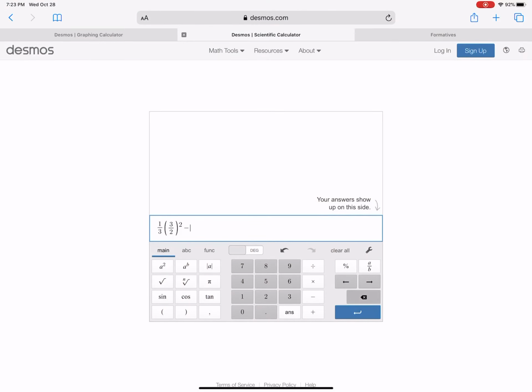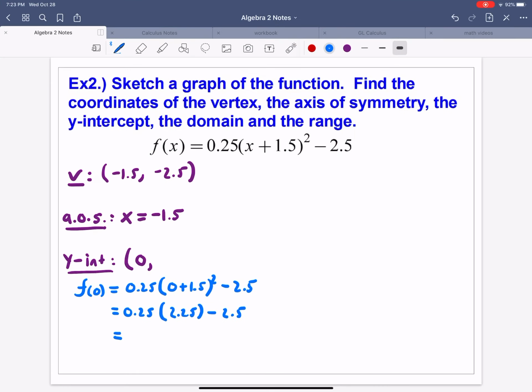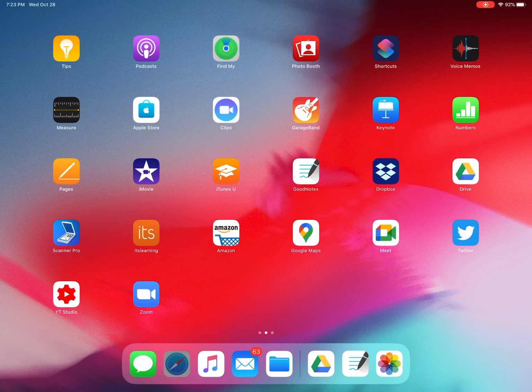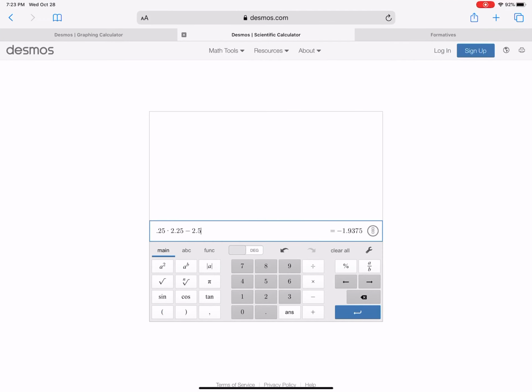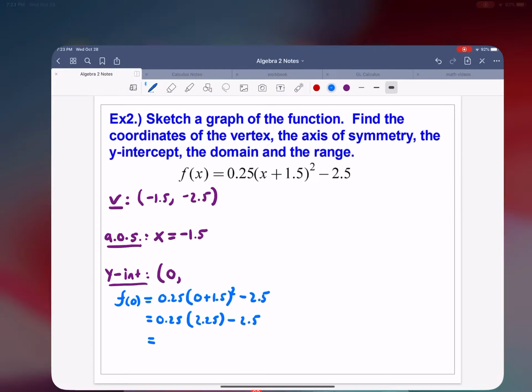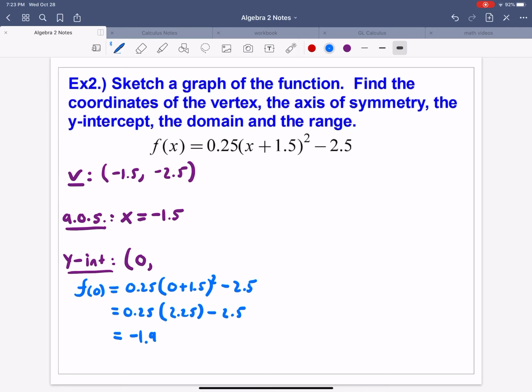So that was, we said 0.25 times 2.25 minus, what was it? Minus 2.5, okay? Minus 2.5, that gives me negative 1.9375, okay? Negative 1.9375 is my y-intercept.